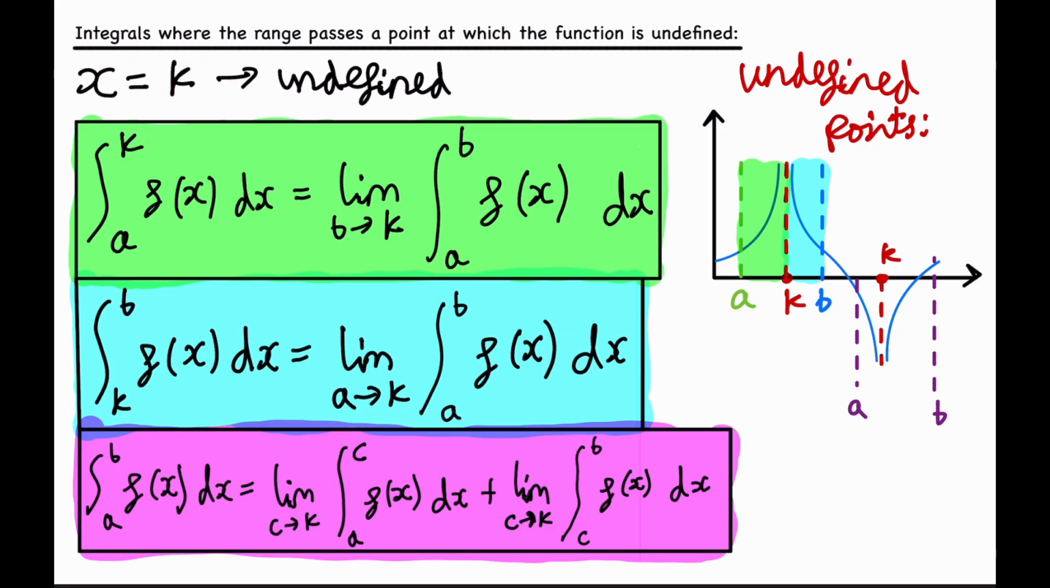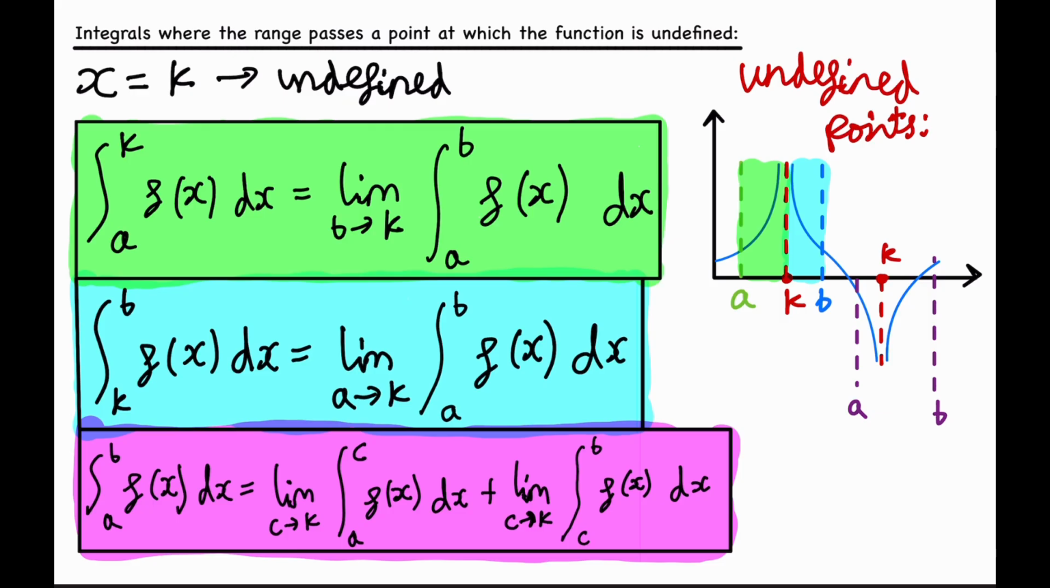If we want to integrate between k and a, we would have to do the limit as b goes towards k, and substitute b into here. And again, if you have your k in your lower bound, so for example you have between b and k, you would have to add another value here, so a goes to k, and then substitute the a here, and do your limits.